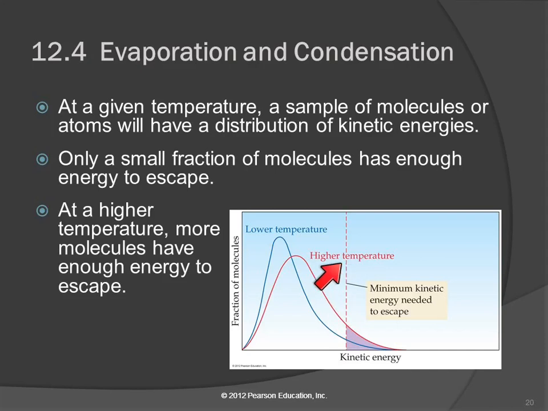In this graph, this red dotted line is showing us the minimum kinetic energy necessary to escape. You have to have this much kinetic energy to be able to break free from those intermolecular forces that are holding you in the liquid. Well, at this lower temperature, only these molecules up here have enough energy to escape. If we raise the temperature, this red line, now we've increased the average kinetic energy, and now we have more molecules that have enough energy to escape. And so the liquid will evaporate faster.